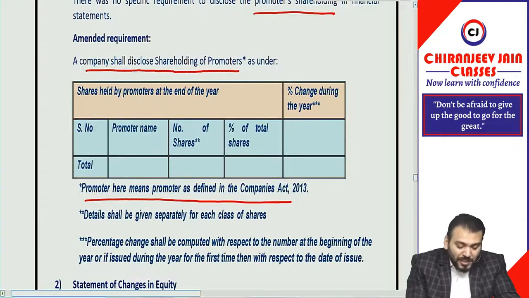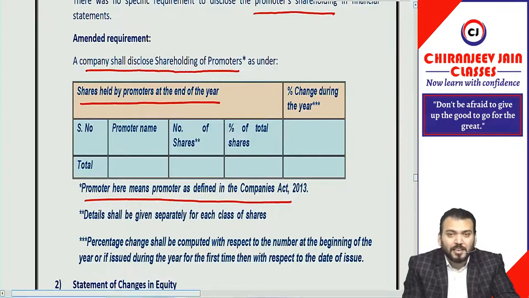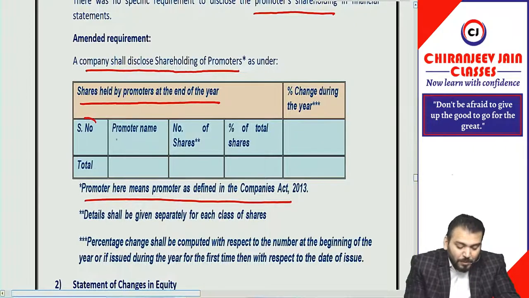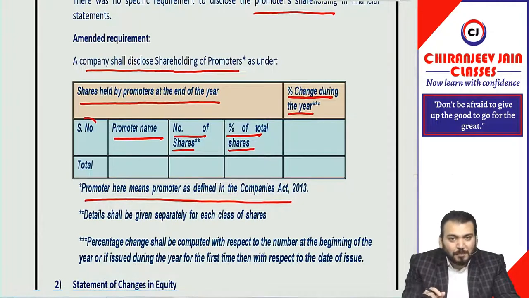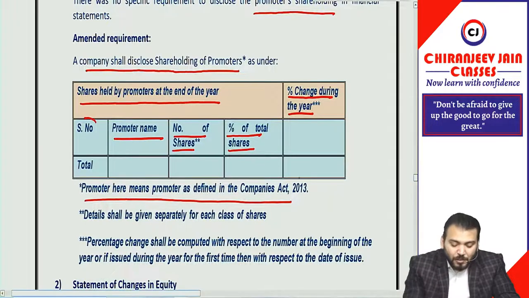So we need to disclose the shares held by the promoter at the end of the year. The number of shares held by each and every promoter needs to be disclosed, whatever they held at the end of the year. So we need to write down the promoter's name, the number of shares held at the end of the year, the percentage of total shares they are holding, and the percentage change during the year, meaning opening balance versus closing balance. Whatever the percentage change is, we need to disclose that also. So this is the first amendment.